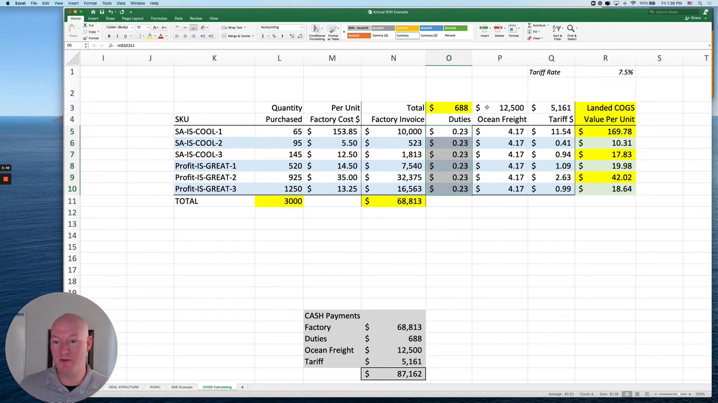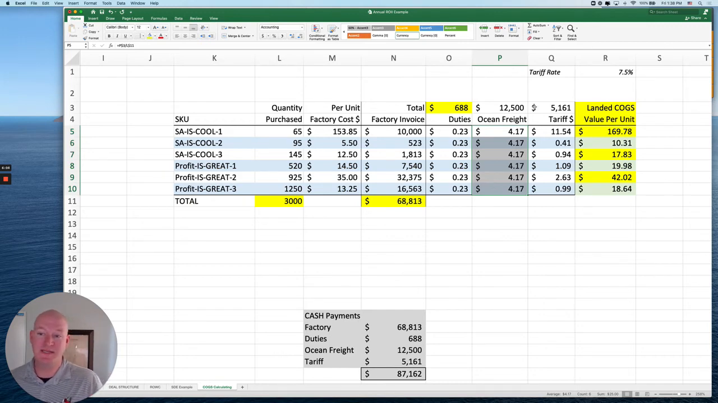I did the same thing with ocean freight, where I have clients here because of the supply chain meltdown that we've kind of seen in the first and second quarters of 2021. That used to cost them $5,000 for a container. Now it's $12,500. So I'm going to take that $12,500 and choose to just split it evenly across the 3,000 units, which gives me $4.17 per unit.